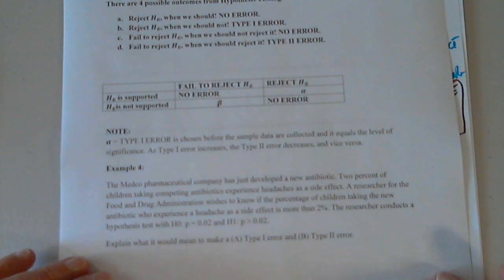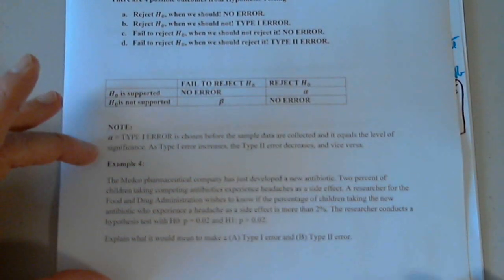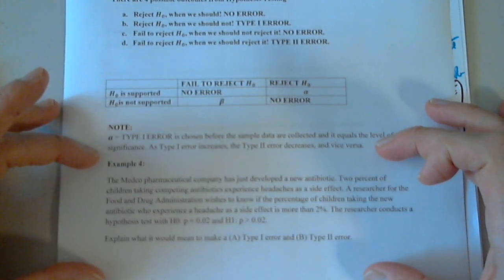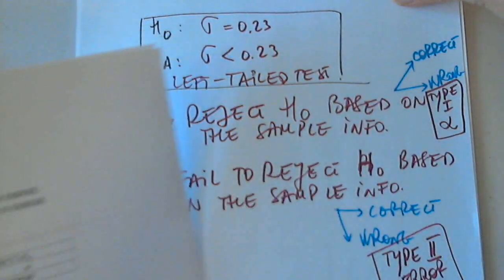Now, what I would like to do next is identify what is the type 1 error and what is the type 2 error in one example here. This could be confusing, but as we know, every time we make an error, every time we're wrong, we're making an error.